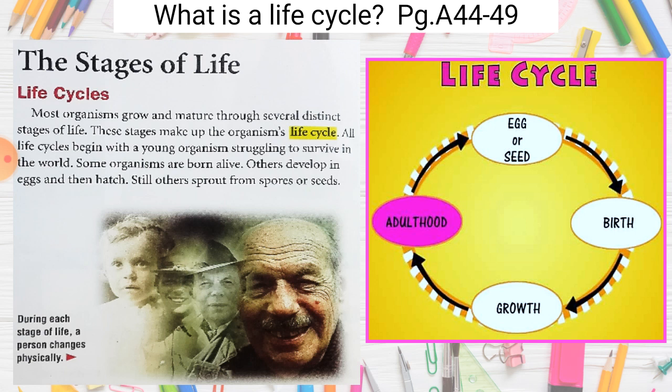We begin with an egg or seed. Then we go for the birth, growth, and final adulthood when it can have their own babies or offspring. Copy this cycle on the left, the right on your notebook.